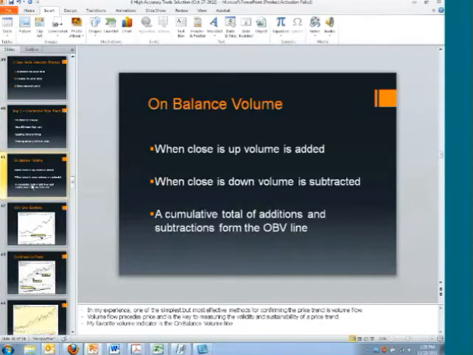And the on-balance volume can be downloaded from stockcharts.com. And with the on-balance volume indicator, when a stock closes up, the volume for that day is added to the on-balance volume line. And when a stock closes down, the volume from that day is subtracted from this on-balance volume line. So a cumulative total of these additions and subtractions form the on-balance volume line.